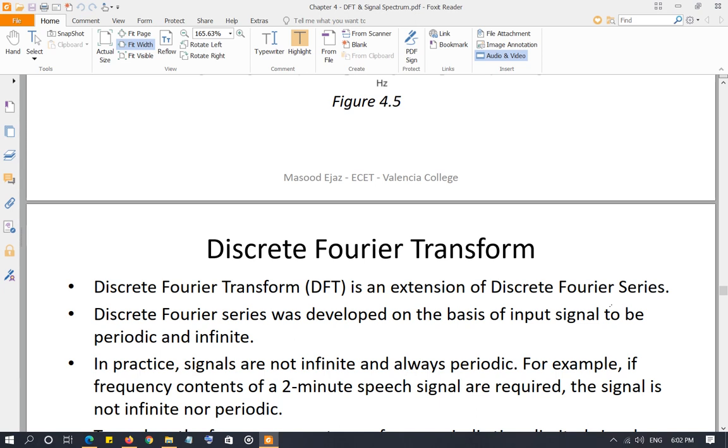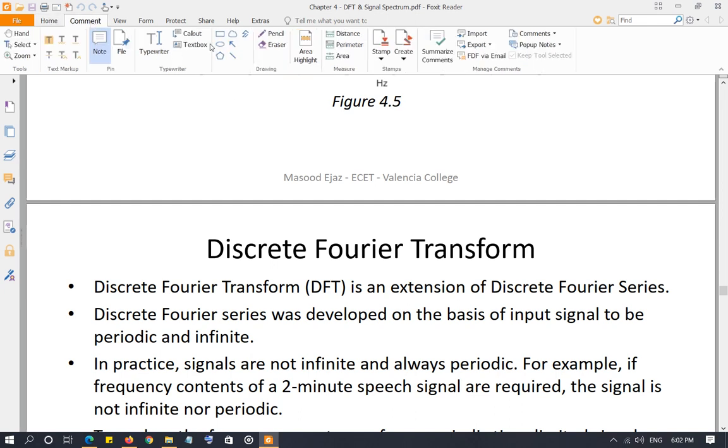So in the last video, we discussed discrete Fourier series, which is basically how to extend the Fourier series of analog signals to a discrete periodic signal. If an analog periodic signal is sampled, you get a discrete periodic signal, and to analyze the frequency contents, you use Fourier series, and we extended it for the discrete periodic signal, and we called it discrete Fourier series.